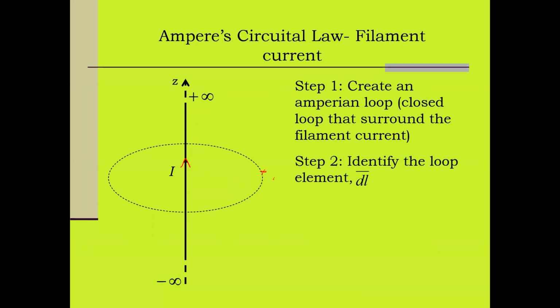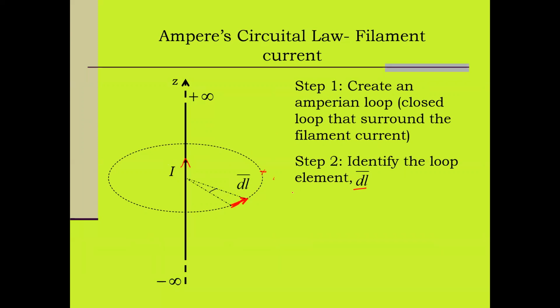The second step is that you need to identify the loop element, the dL. In this case, this dL should be the element of the loop. The loop is given here in the diagram, which is a circular structure. So the dL should be located on this particular dotted line. That should be your dL.